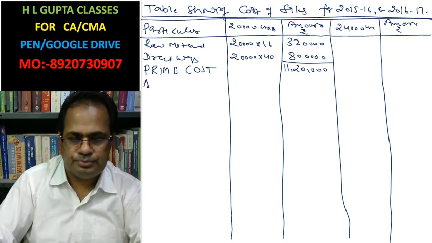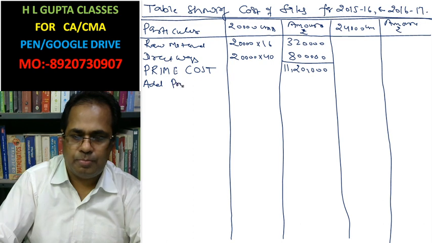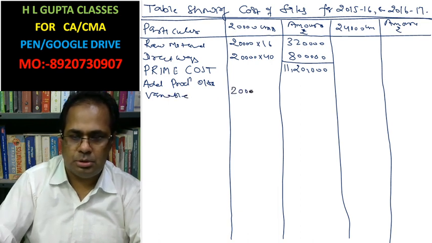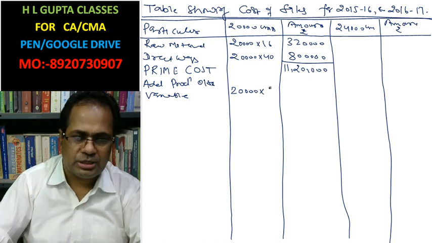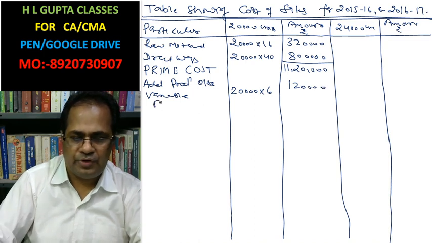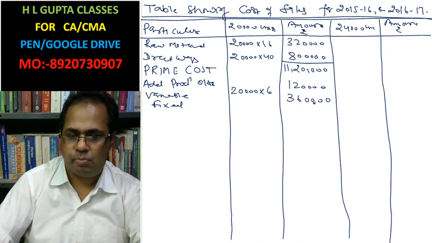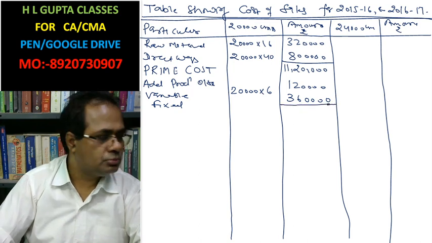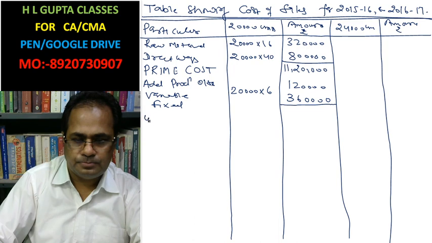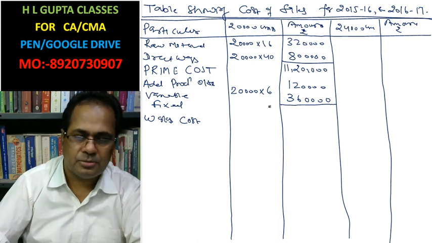Production overhead. Variable: 20,000 we have already calculated at the rate of 6. This is 1,20,000. Fixed: this is 3,60,000. Now this is the work cost. Work cost we have 16 lakh.